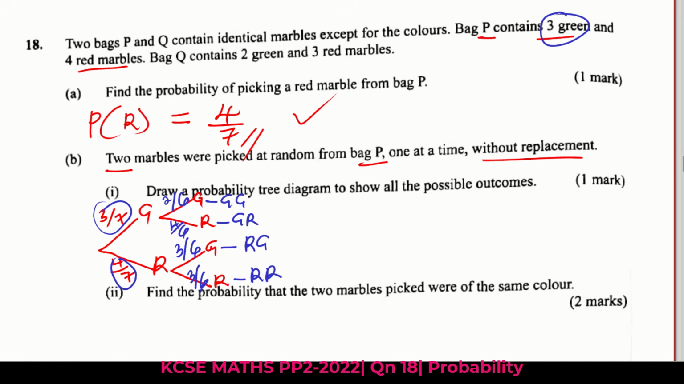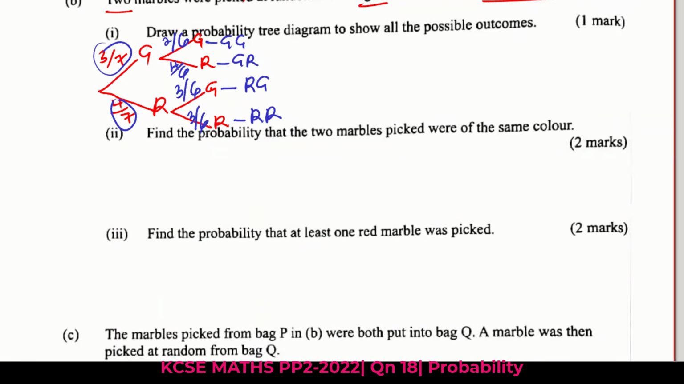So that is how you're supposed to do that. Part 2: find the probability that the 2 marbles picked were of the same color. From the probability tree diagram, just look at all these outcomes and find where you have 2 marbles that are of the same color.